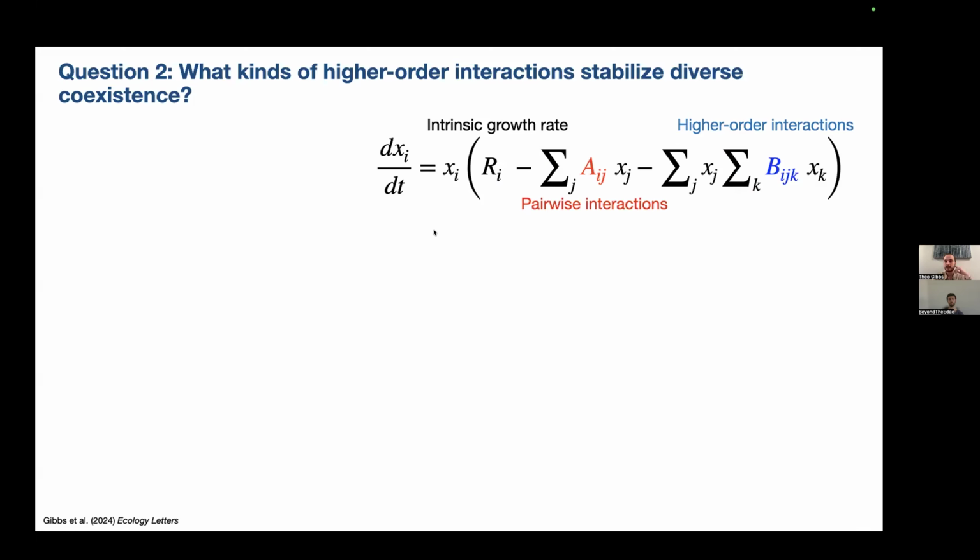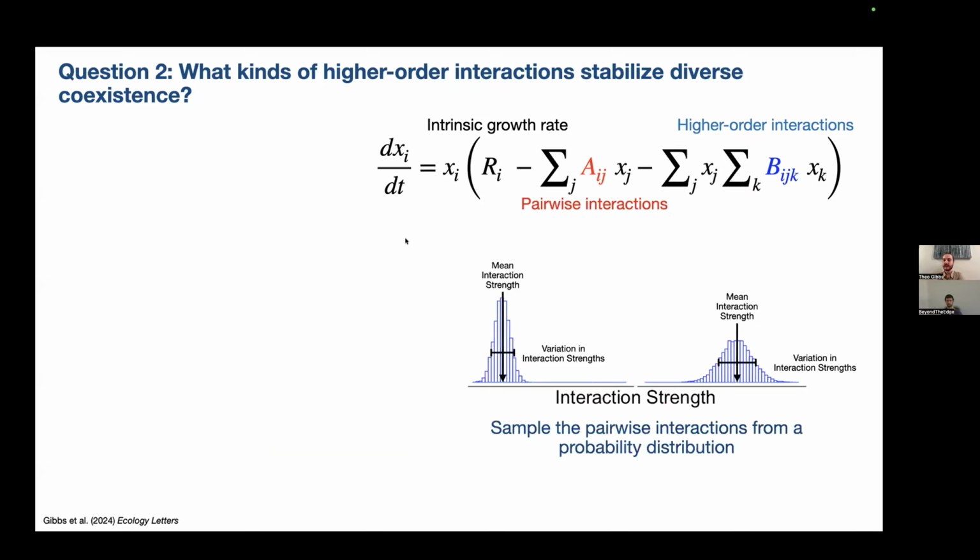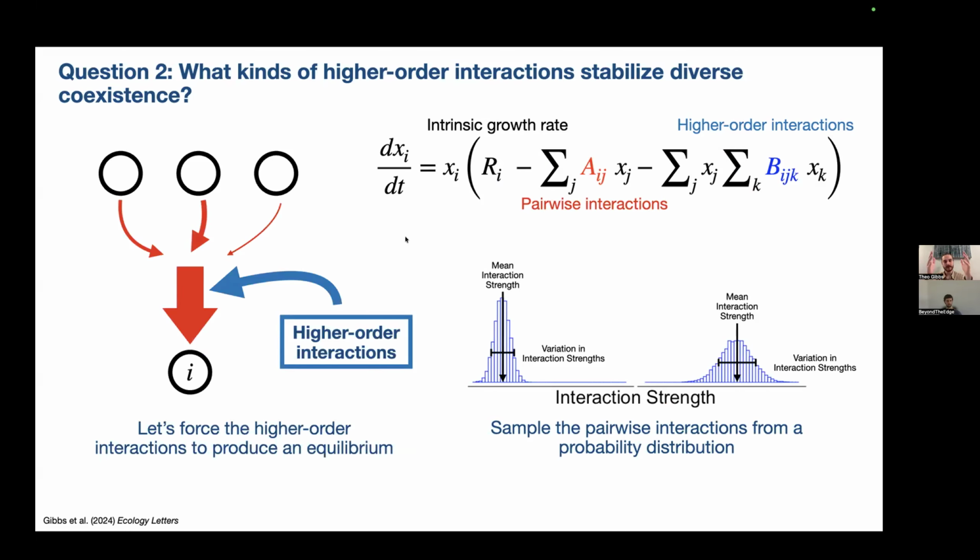So we're just returning to our now favorite ecological model with pairwise and higher order interactions together. And I'm once again going to sample the pairwise interactions from probability distributions with specified means and variances. But now I'm going to force the higher order interactions to produce an equilibrium in this model, because that was why we weren't seeing coexistence in the previous part. These equilibria were losing feasibility. It turns out that before a given equilibrium where everybody coexisted became unstable as a function of the interactions, they would actually have some negative abundances. And so that's why we were seeing a lack of coexistence in the previous part. So now I'm going to force the higher order interactions to solve that problem.